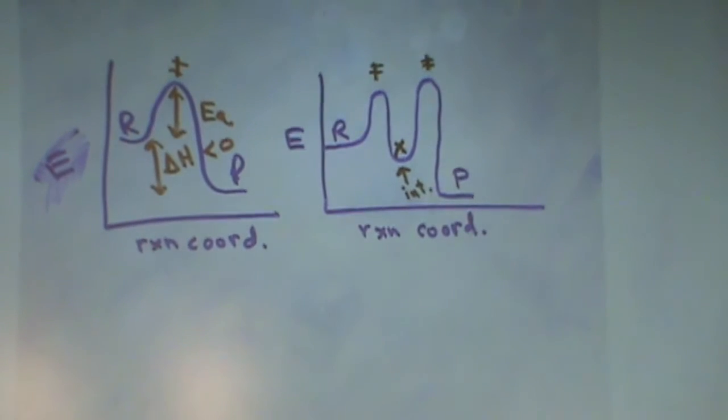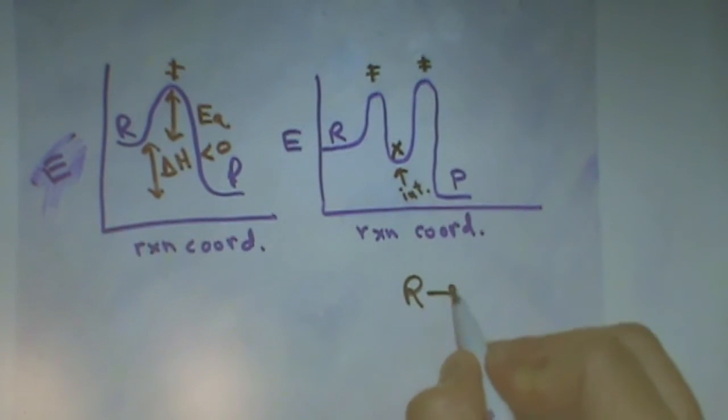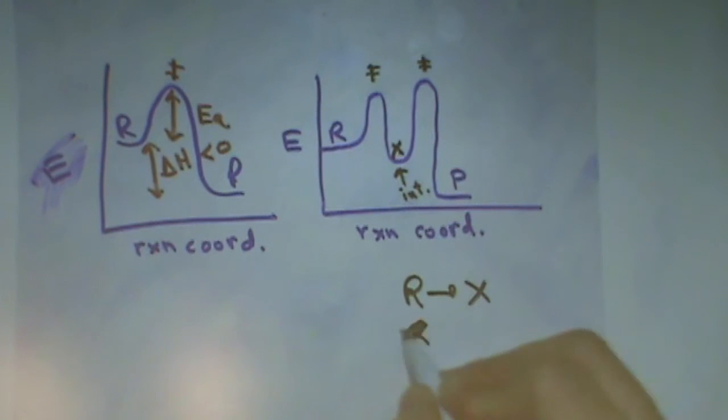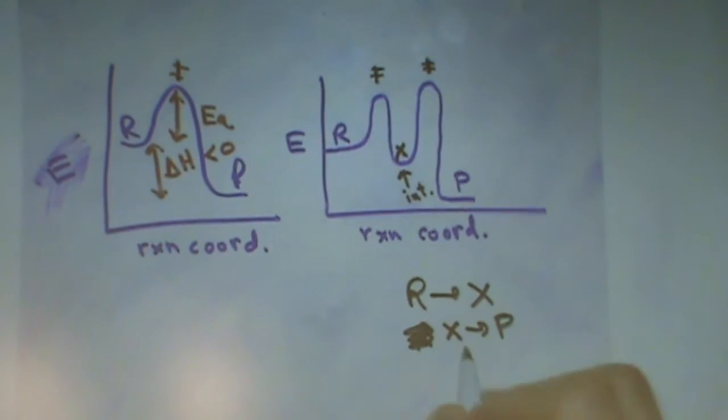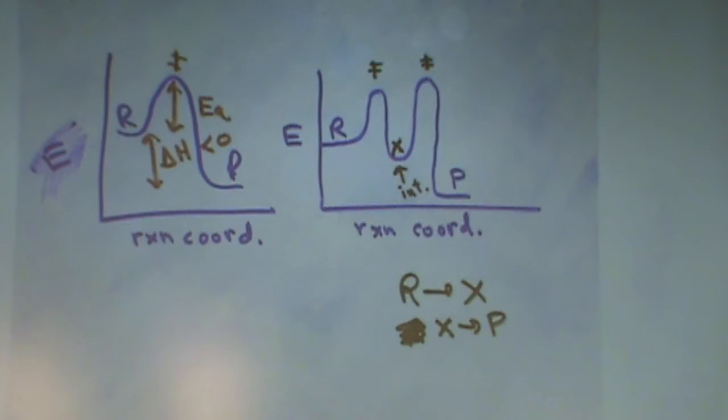Okay? So, we have 2 choices here. R goes to X or X goes to P. Which one of those is the slower step? R to X or X to P? X to P. Why is that? The hump is higher. Do you see the hump to go from X to P is taller? The net difference is higher than R goes to X. So that means R goes to X is faster. Okay?